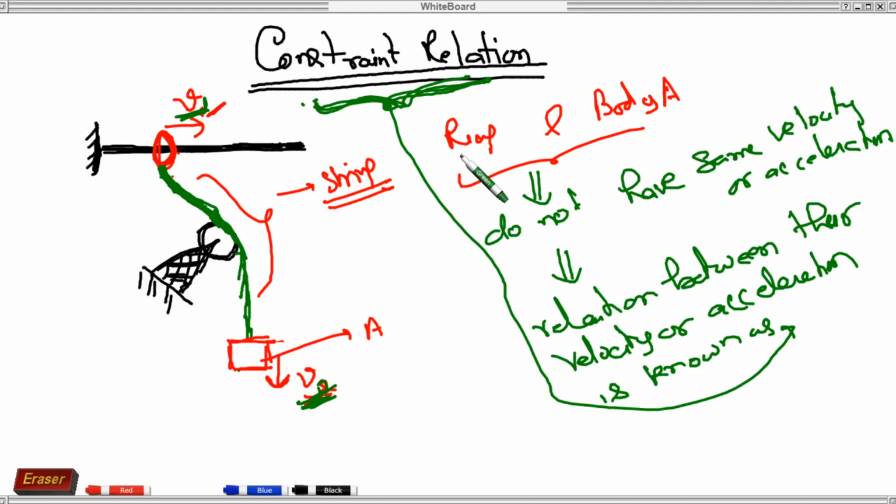So let's try to find the constraint relation in different scenarios. I will be discussing 3 to 4 scenarios today, after which you will have a clear idea of what constraint relation is, how to define it, and how to define the relationship between these types of velocities. Okay, so let's move to some scenario.